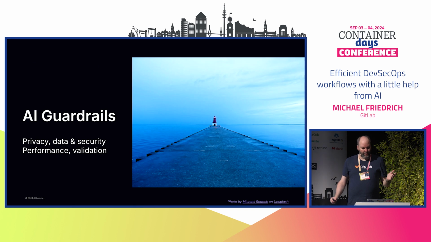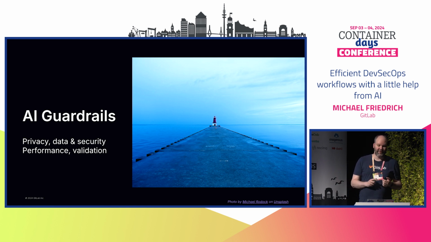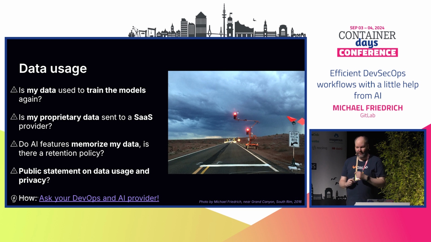Now, for moving AI into the DevSecOps workflows, we also need to think about guardrails. So considering privacy, data security, but also performance and validation. So when you think about data, is my data used to train the models again? This should be a hard no, because you don't want to leak any proprietary data or confidential data. Is my data sent to a SaaS provider?